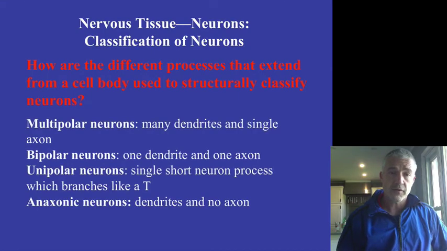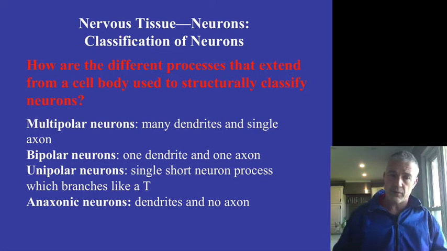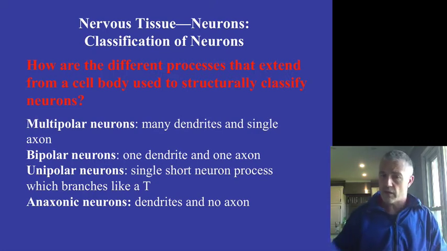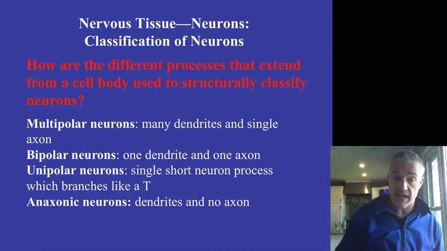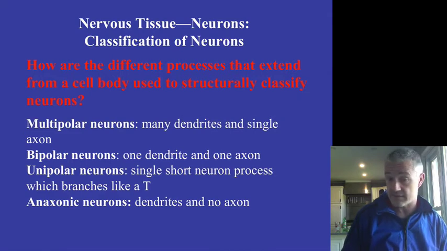So these different processes: a multipolar neuron has many dendrites and a single axon; a bipolar neuron has one dendrite and one axon; a unipolar neuron is shaped like a T, it's really just kind of a continuous axon; and anaxonic would have no axon. It's all dendrites.